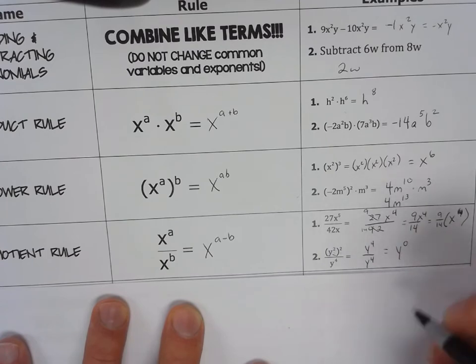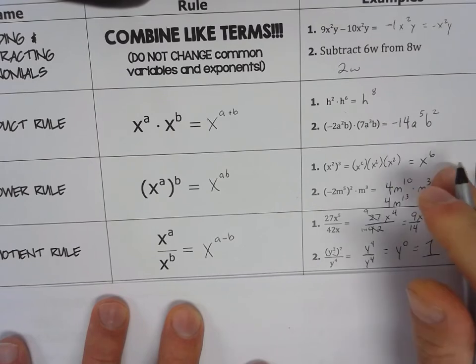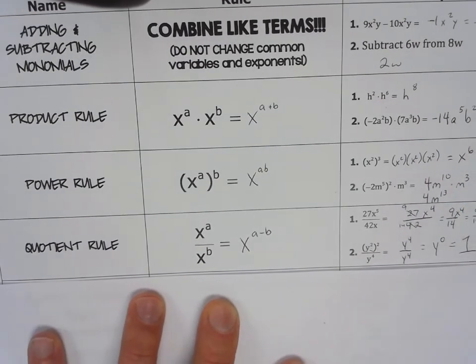And we should know, something we'll cover in a second, anything to the 0 power is always going to equal 1. So there we have it. That's our quotient rule. Okay, subtract those two exponents. When we have a quotient, when you have a product, we're going to add them.